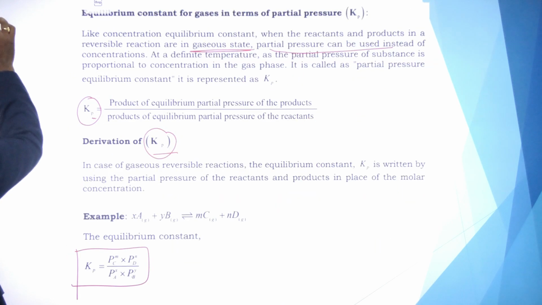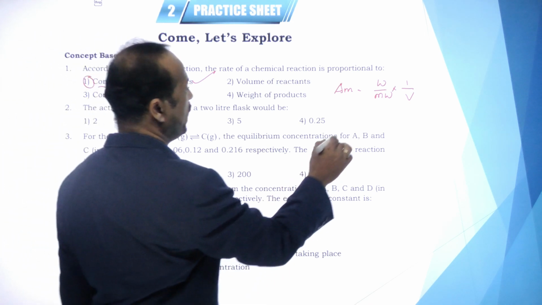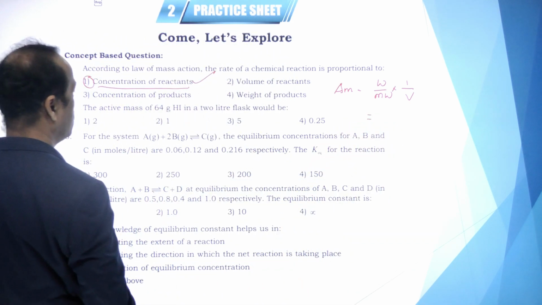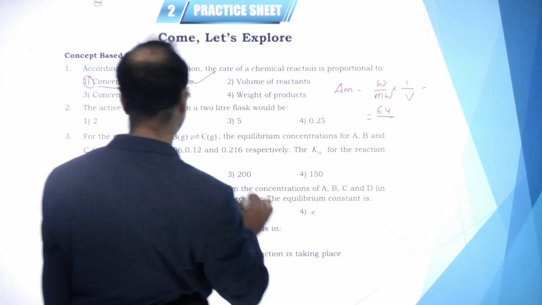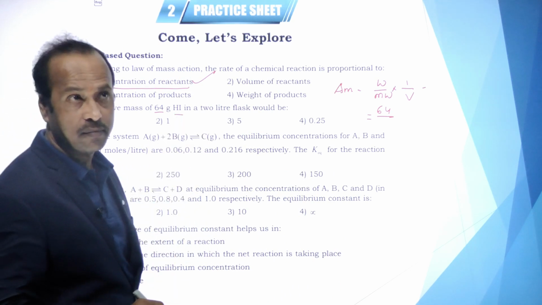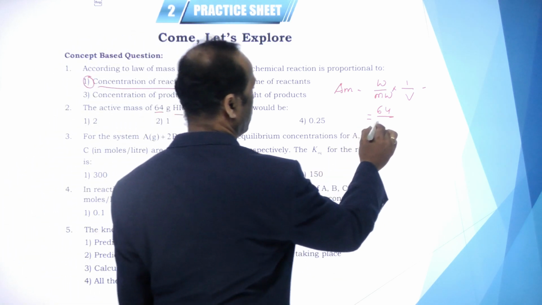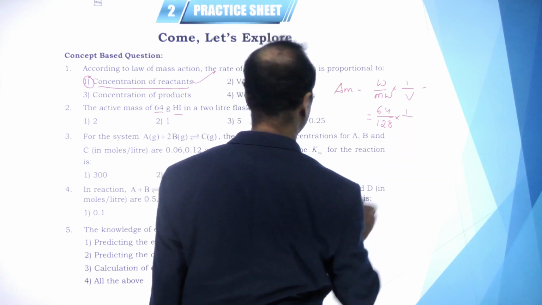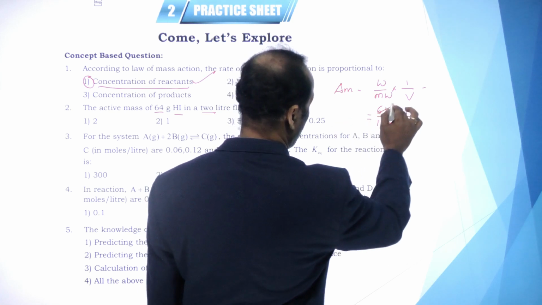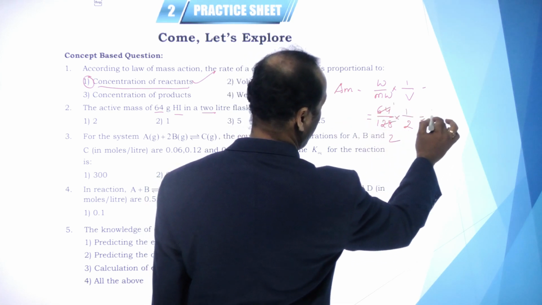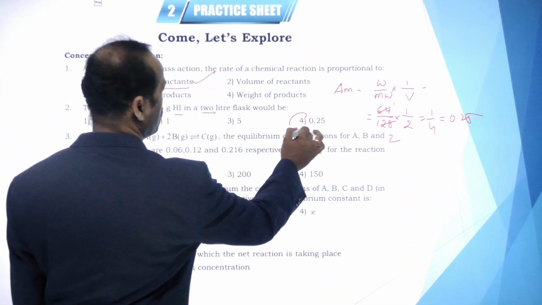Every time I can't go back, so you have to remember the formulas. Now weight is given as 64. Divided by the molecular weight of hydrogen iodide, which is 128, because hydrogen is 1 and iodine is 127. You have to remember that. Into 1 by V, where V is 2 liters. So 64 ones are 64, twos are 128. The denominator gives 1 by 4, which is equal to 0.25. So 0.25 is the answer.